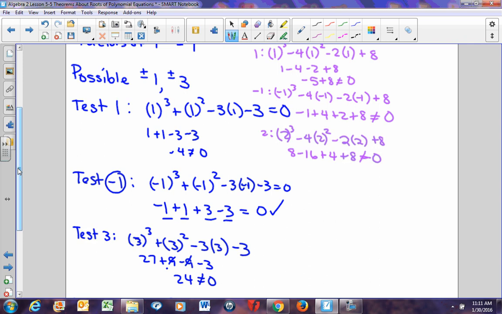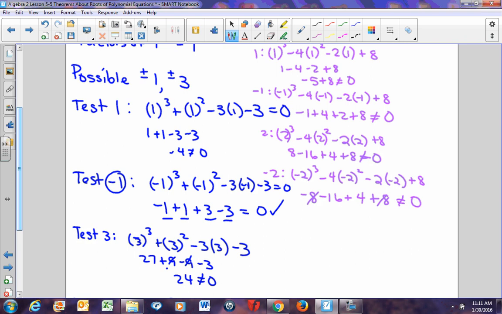Okay, so now I'll check -2. So I'm going to have (-2)^3 - 4 times (-2)^2 - 2 times (-2) + 8. So this is going to give me -8. (-2) squared is 4, 4 times 4 is -16. -2 times -2 is going to be positive 4, plus 8. This will cancel with this, but that does not equal 0, so I'm done there.